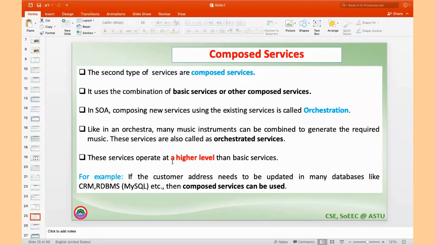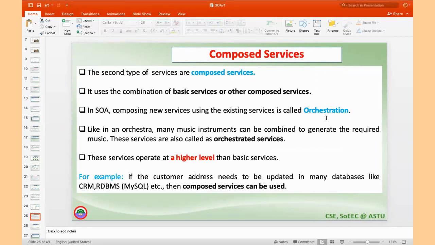What the composite is, is on top of these basic services, it is composed objects, similar to composed objects. On top of these basic services, you can develop some kind of composite service. Otherwise, we can say orchestration.